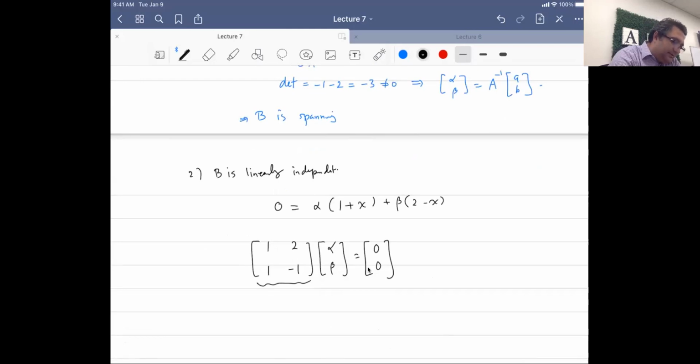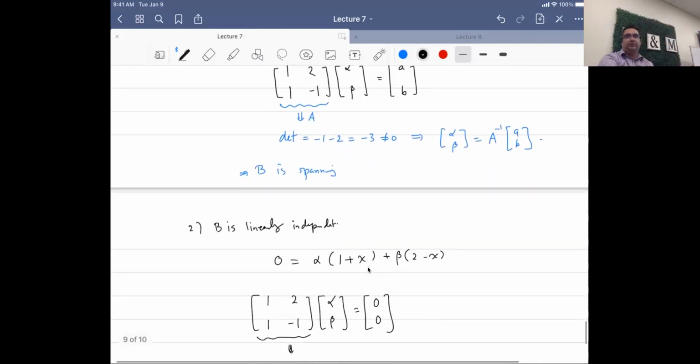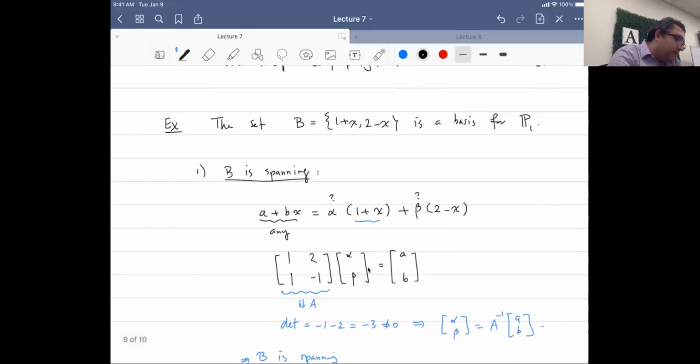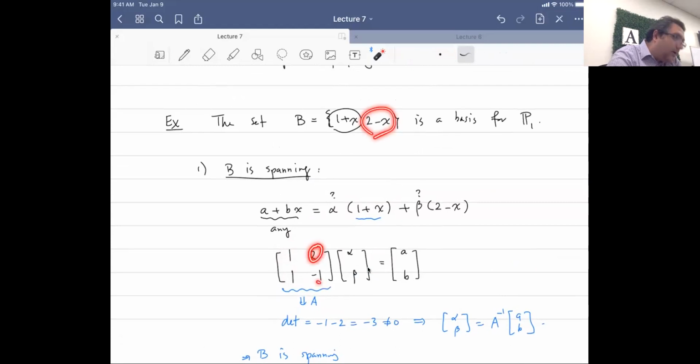Exactly, because the determinant is non-zero. This means alpha equals beta equals 0, because again, you find the inverse of that matrix, multiply by 0, 0, and you get the 0 column. You come up with a nice criterion in some sense. For example, in the polynomials with degree at most 1, if you just put these things in a column, so 1 plus x I put as 1 plus 1x, and 2 minus x as 2 minus 1x, this becomes just a numerical matrix, no x's in it. If the determinant of this square matrix is non-zero, then the set is not only spanning, it's also linearly independent.